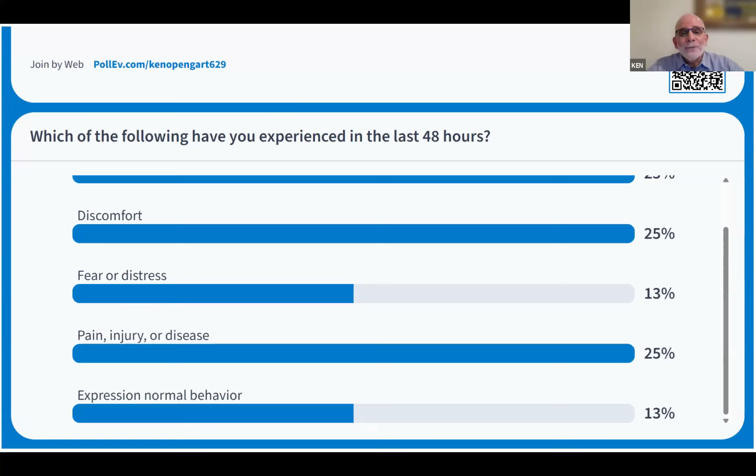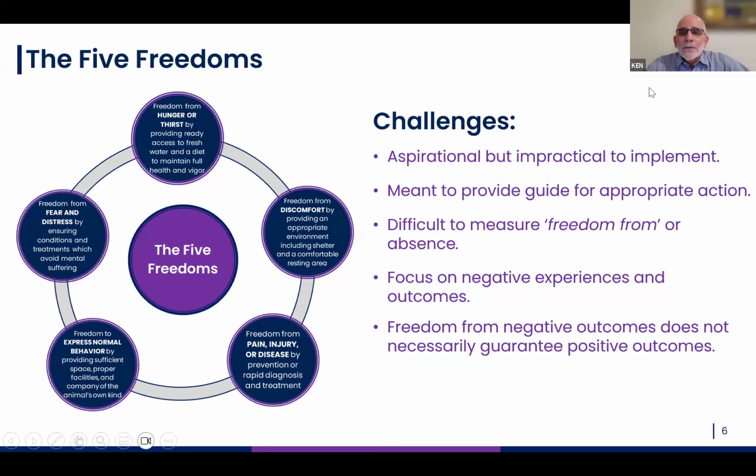I just wanted to provide you with that perspective, and now share with you that we know now that the authors of the 5 freedoms meant it to be aspirational. In other words, they recognized that these freedoms were difficult or impossible to achieve, but these were really meant to provide guidance for appropriate action. So we should always be working to achieve freedom from these things. But at the same time, we recognize that it's difficult to measure what freedom from something is, or absence of something is. It's just really impossible to measure.